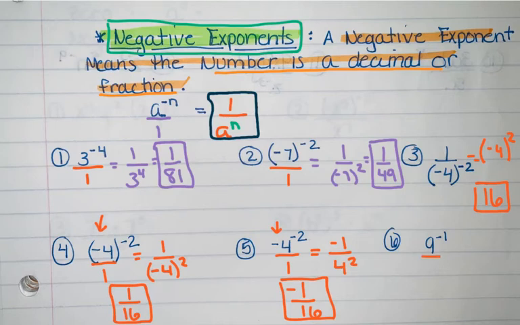Okay, and our last one here, this is going to become 1 over 9 to a positive 1. Remember, we don't need to write the 1, so we can just say it's 1 over 9. And that's as simplified as it can go.